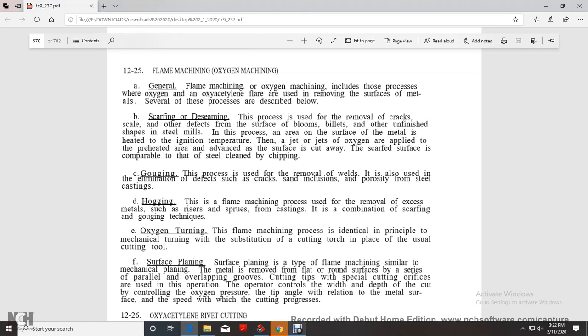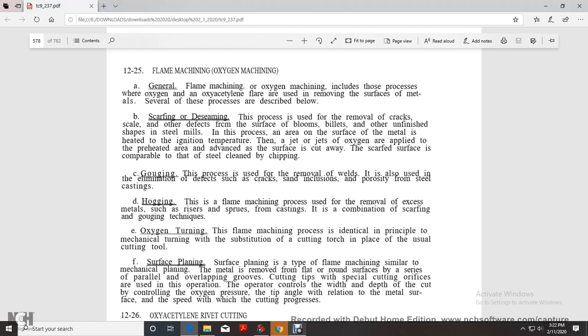The surface is cleaned by chipping and gouging. The process used to remove welds is used in elimination of defects such as cracks and slag inclusions and porosity in steel castings. Hogging in the flame machine is the process used for removal of excess metal such as risers and sprues from castings, and combinations of scarfing and gouging techniques.